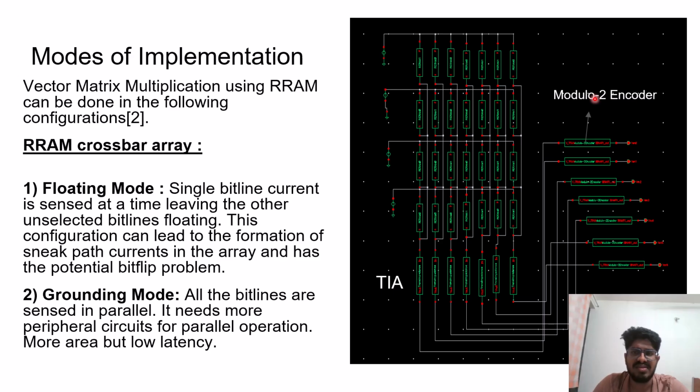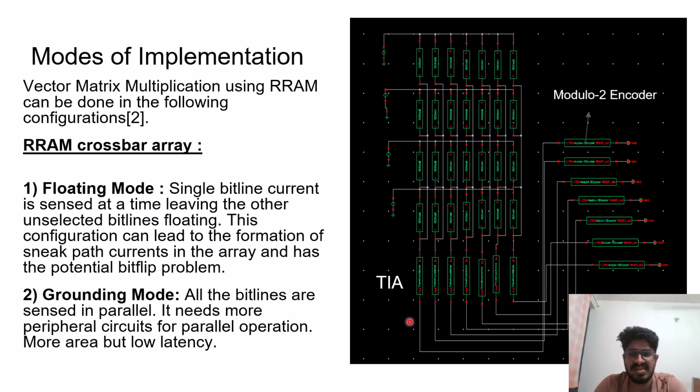We can see this is simply a vector matrix multiplication using Rram. This can be done in the following ways. One, we can use Rram crossbar array or we can use 1T1R. In the Rram crossbar array, there are again floating mode and grounding mode. What is grounding mode? In the grounding mode, all the bit lines are sensed at a time. This is parallelism. All the bit line currents are sensed at a time. In the floating mode, only one bit line is sensed at a time, so all the other unselected bit lines are left floated.